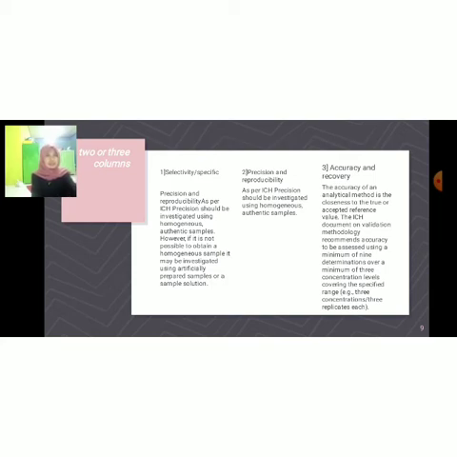And the third, accuracy and recovery. The accuracy of an analytical method is the closeness to the true or exact reference value. The ICH document on validation methodology recommends accuracy to be assessed using a minimum of 9 determinations over a minimum of 3 concentration levels, covering the specified range, and concentrations.